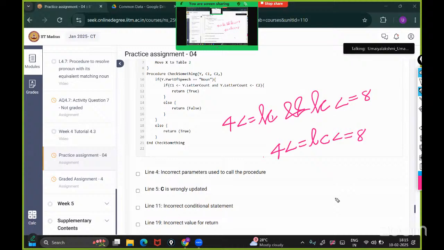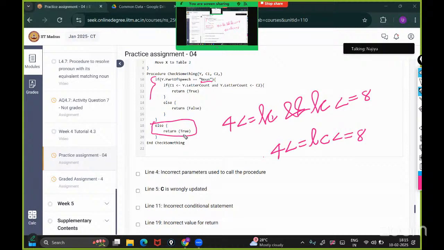Are you all able to understand this, people? Yes, ma'am, I understand. Okay, so next is line number 19, incorrect value of return statement. What is written here? Else true. So this is the else part of this one, right? So here what is given? If it is not a noun, it has to return true. Is this correct?